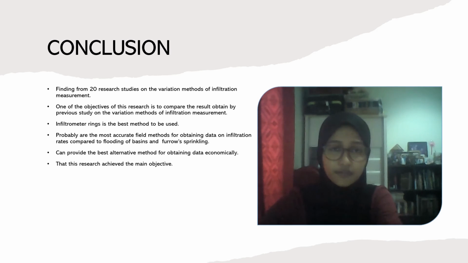So in this chapter, to conclude, in the study there are findings from 20 research studies on the variation methods of infiltration measurement. Basically, there are two objectives in the study, and one of the objectives is to compare the results obtained by previous studies on the variation methods of infiltration measurement. This objective is achieved. Therefore, from our discussion, we conclude that the infiltrometer ring is the best method to be used.